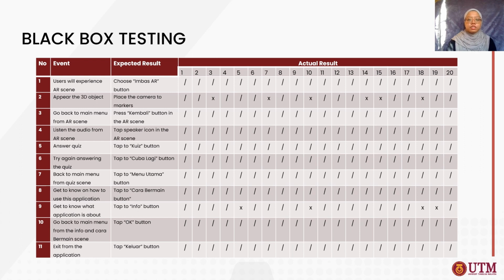From the table, at step number 2, there are 6 respondents who did not manage to make the 3D object appear, because 6 of them have no experience using AR technology, so they don't know that they need to place the camera on the marker. Next, for step number 9, there are 4 respondents not able to find the info button, so they cannot view the content of the info button.